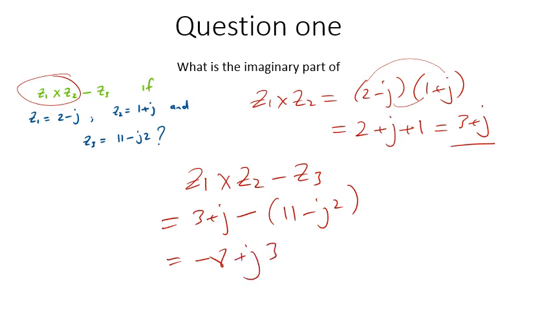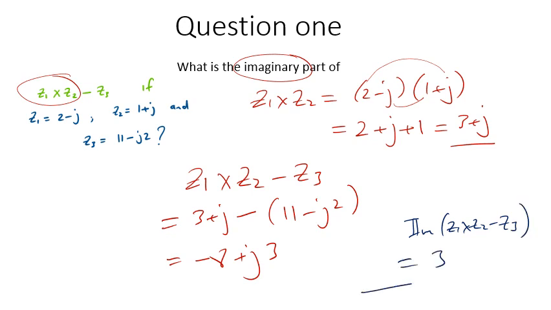J3. And so the imaginary part of this number is just the coefficient. So the imaginary part of Z1 times Z2 minus Z3 is the coefficient of J, which is 3. That's pretty awesome. Don't rush. Take it easy. Think as you ink.